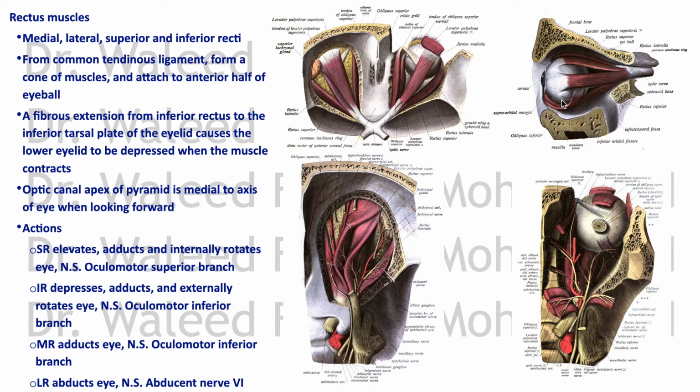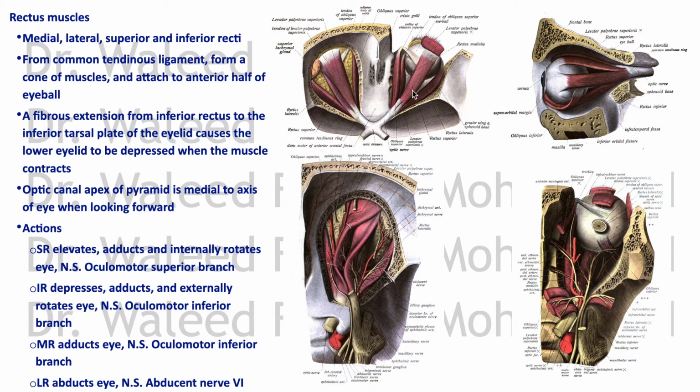External rotation means clockwise, external rotation of the eye. Okay? Of course, clockwise and anti-clockwise if you're looking from the posterior aspect, not from the anterior aspect, okay? You know what I mean by internal rotation and external rotation. The medial rectus adducts the eye, the globe, and the lateral rectus abducts the eye.